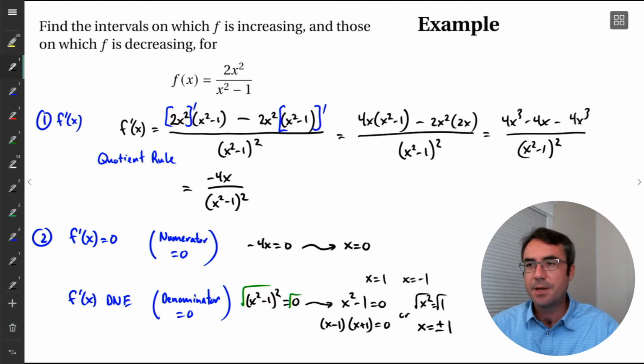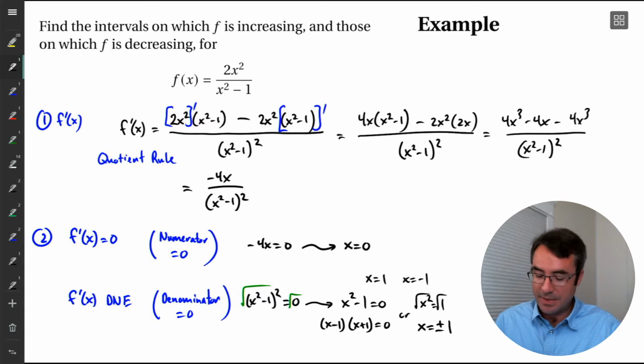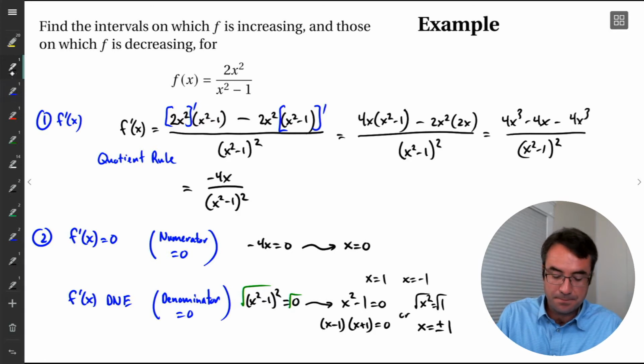All right. So what did we find? Well, we found x could be 0, and we found that x is 1 and x is negative 1. Now, these are all 3 important values for finding the intervals of increase-decrease. Let's just make a note, though. Only one of these is technically a critical number, and that's x equals 0.